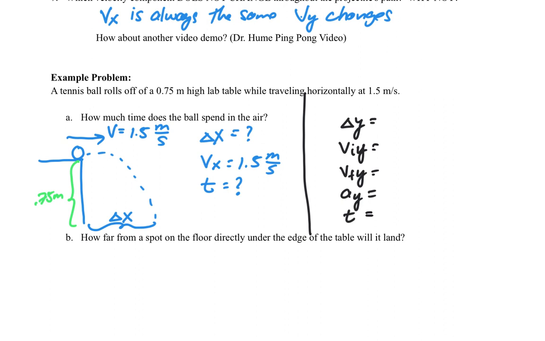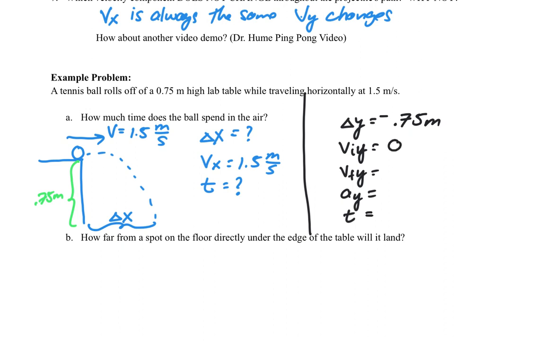Now I should know delta y. I should know how far it goes down. And I'm betting that if you put 0.75 meters, you would not be surprised. Here's the thing though, we have to be careful with our direction. Since the ball is going down, I assume down is negative, so I know my delta y is negative.